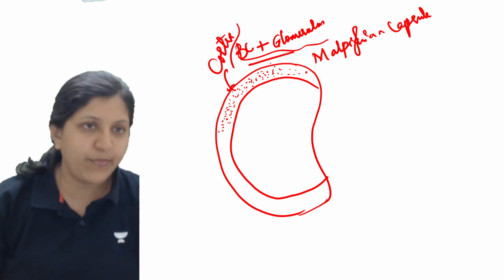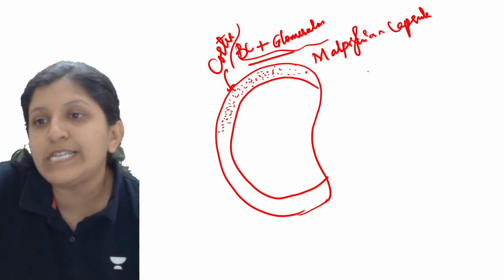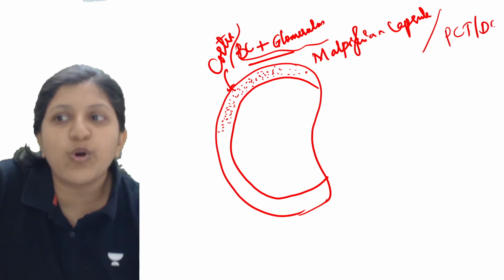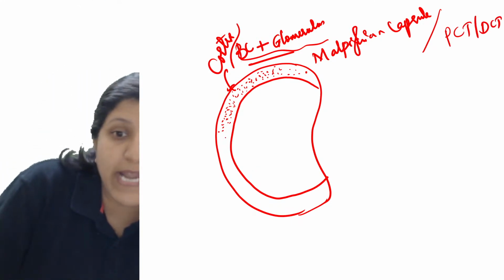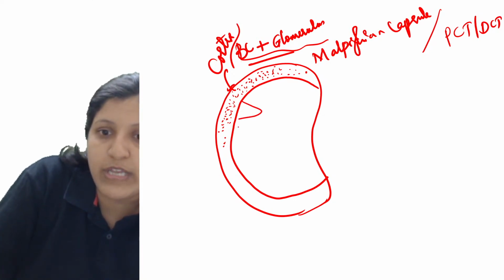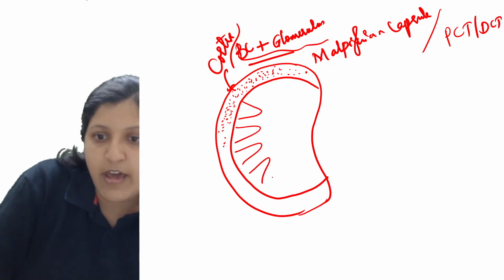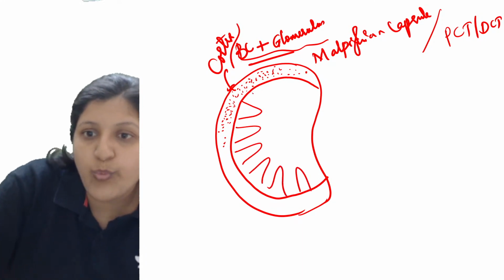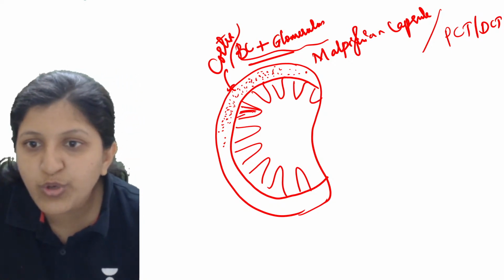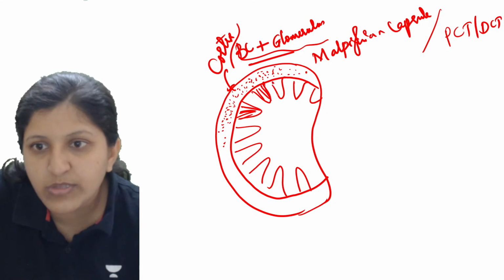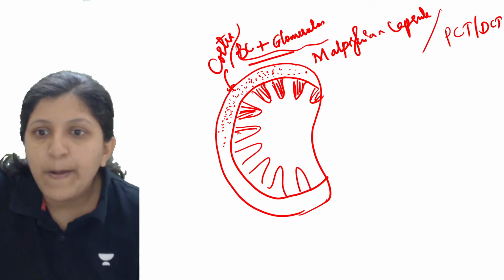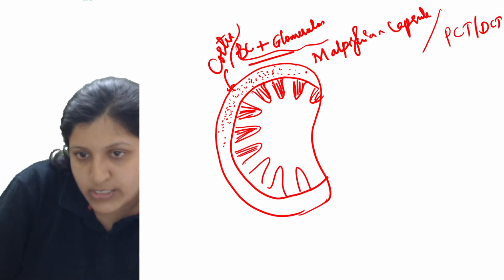You find this combination along with PCT and DCT. Let me just write, not just this, PCT and DCT are also present in the cortex region. But when we compare it with the medulla region, the medulla has conical pyramids. With these conical pyramids there is a formation of striations.